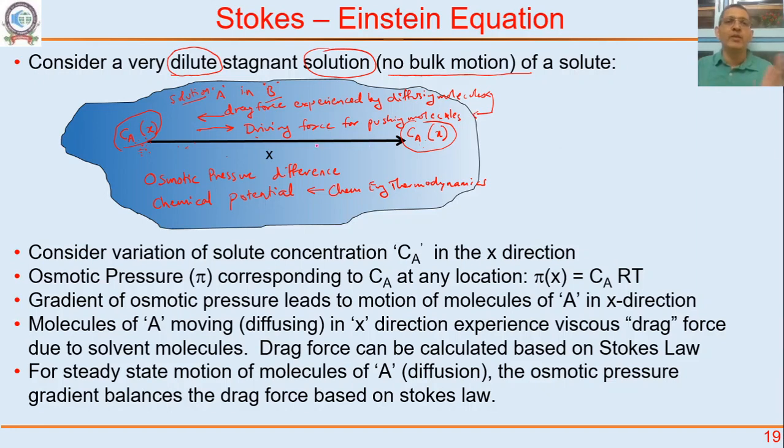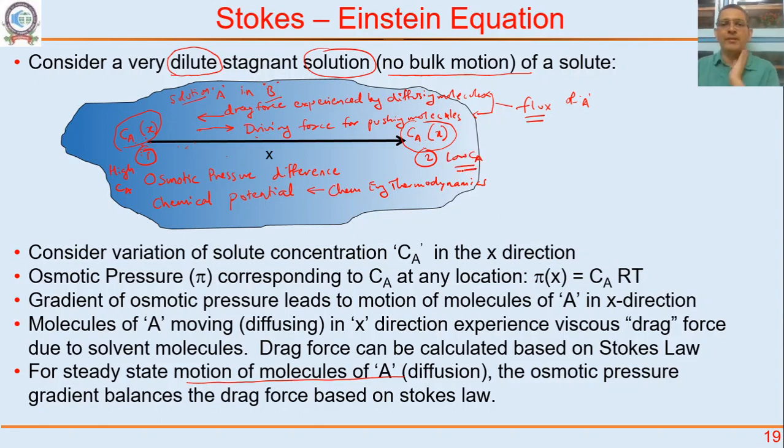That will give rise to a steady state concentration difference or a steady state flux of A in this medium B. This flux is decided by a steady state between these forces. That driving force and the opposing force, the drag force, will decide the net resultant flux of A from location 1. Let's say this is our location 1 to location 2. 1 is having high Ca, 2 is having low Ca.